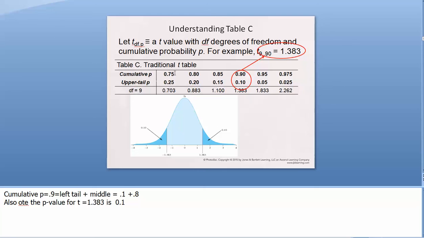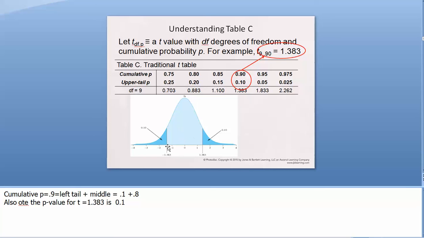For example, if you have cumulative to be 0.75, that means this entire part is 0.75. Then the upper tail will be 1 minus 0.75, which gives you 0.25. So you can see that this and this should add to 1, right? Cumulative plus the upper tail will be 1, because cumulative means, as I have mentioned here, cumulative p. For example, here I have explained for 0.9, it is left tail plus the middle. So if you have a 0.9, left tail will be 0.1 and the middle will be 0.8.